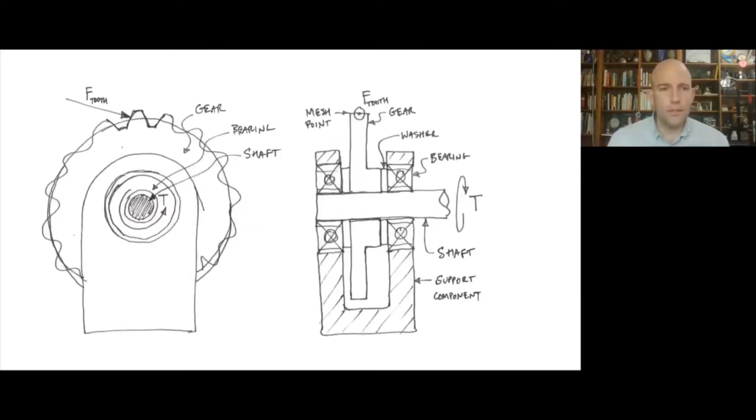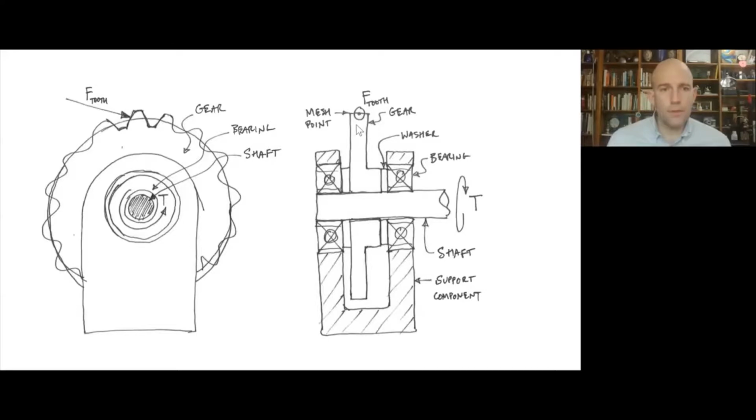So here's the situation that we're going to use in our example. We have this gear that is being driven by, say, a motor or some other element that's applying a torque to the shaft. So we've got our gear here. It's meshing with some other gear. That meshing results in a tooth force on our gear. That's how this gear knows the other gear is there.